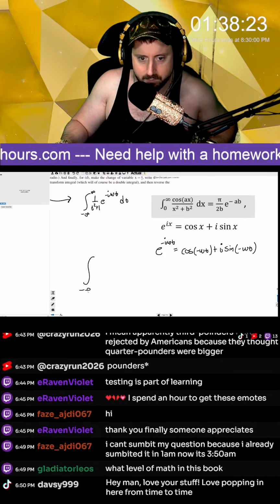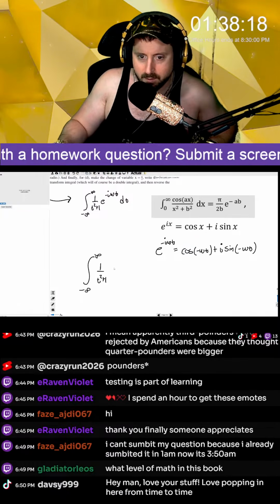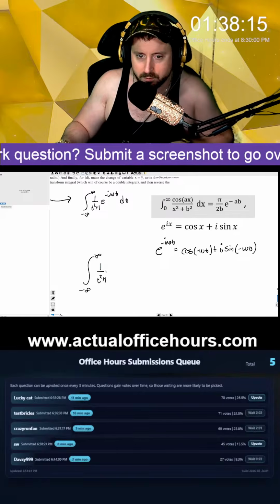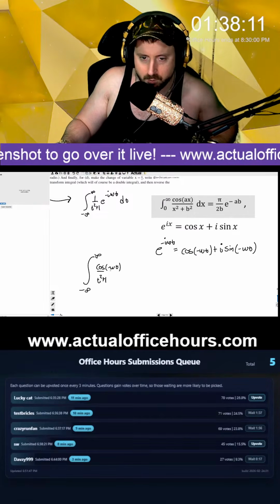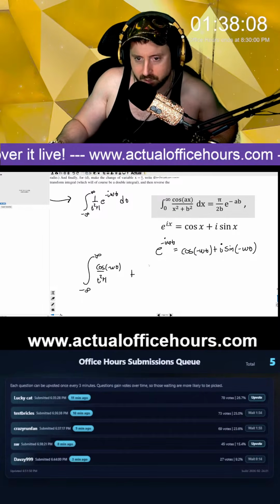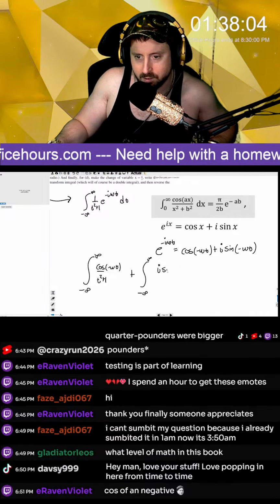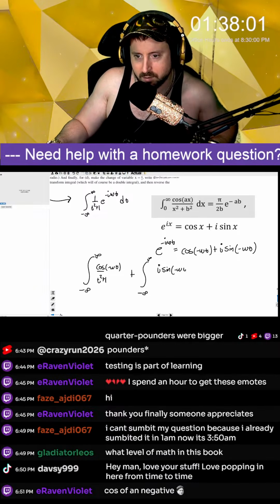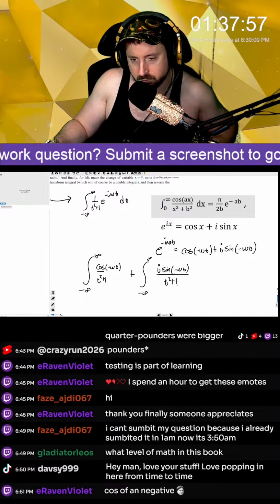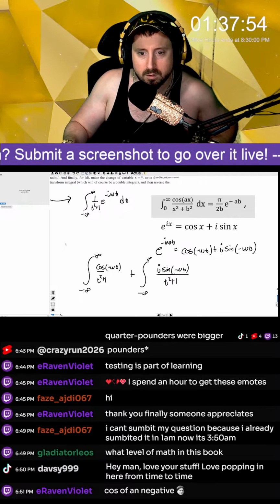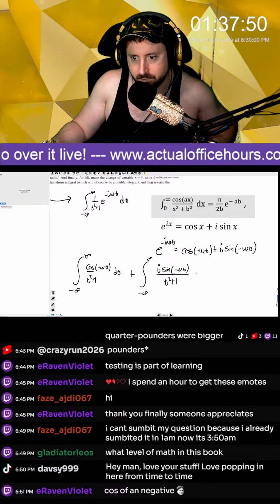So then I have negative infinity to infinity, 1 over t squared plus 1. And then we're going to split this into 2 different integrals. My first integral is going to be cosine negative omega t, and then plus the integral from negative infinity to infinity of i sine negative omega t over t squared plus 1, and then, of course, dt. Right, and then there is something special here: cosine of a negative.